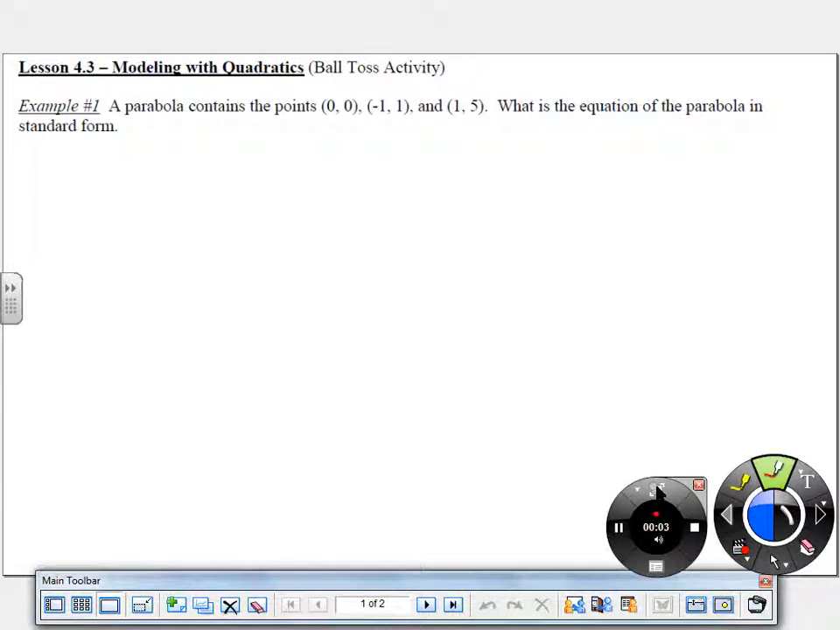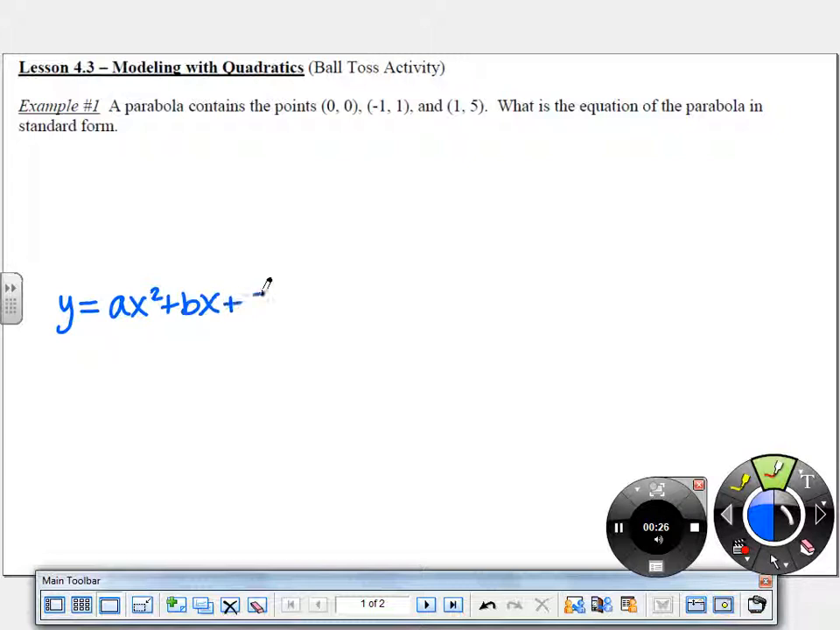So we did the ball toss activity, which we're going to finish when you guys come back on Monday. And so your homework is just to take notes on these two examples. Notice the first example talks about a parabola containing 3 points, and it asks for the equation of the parabola in standard form. So first of all, remember what standard form looks like.